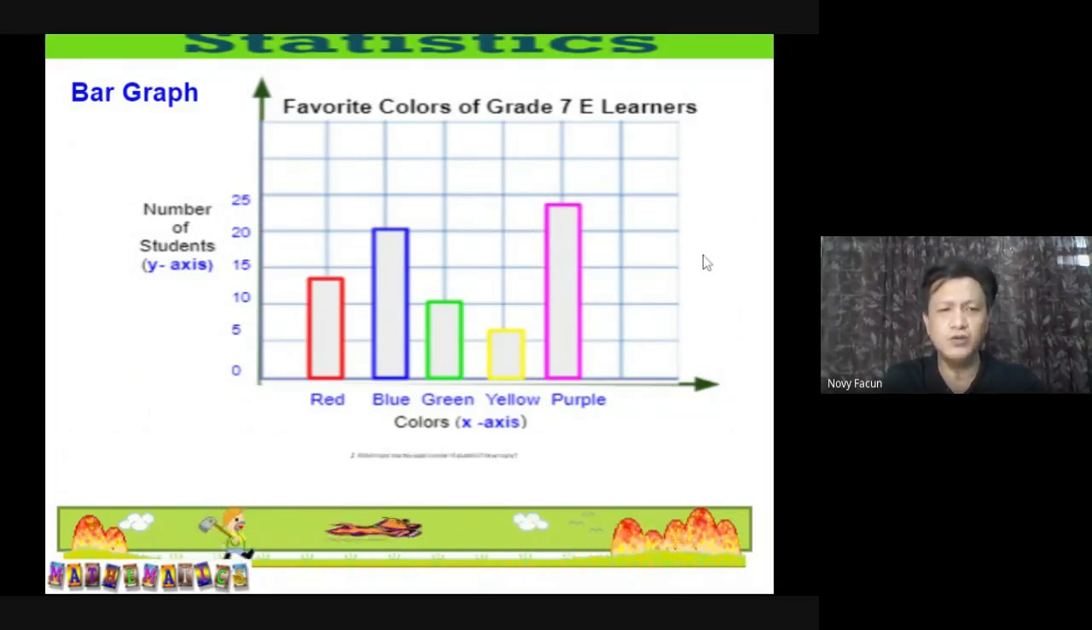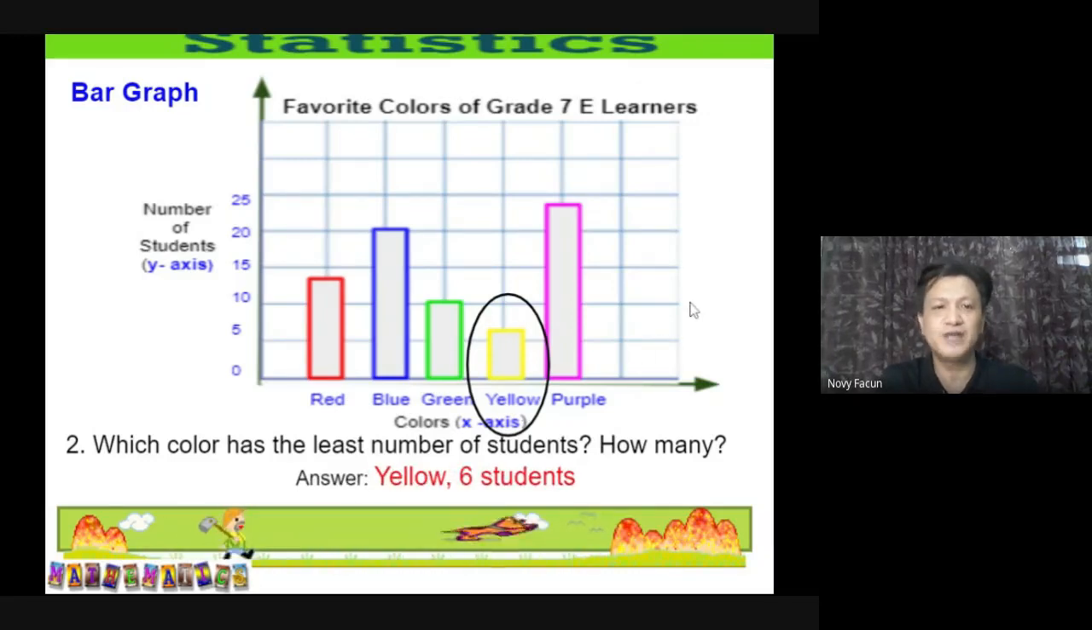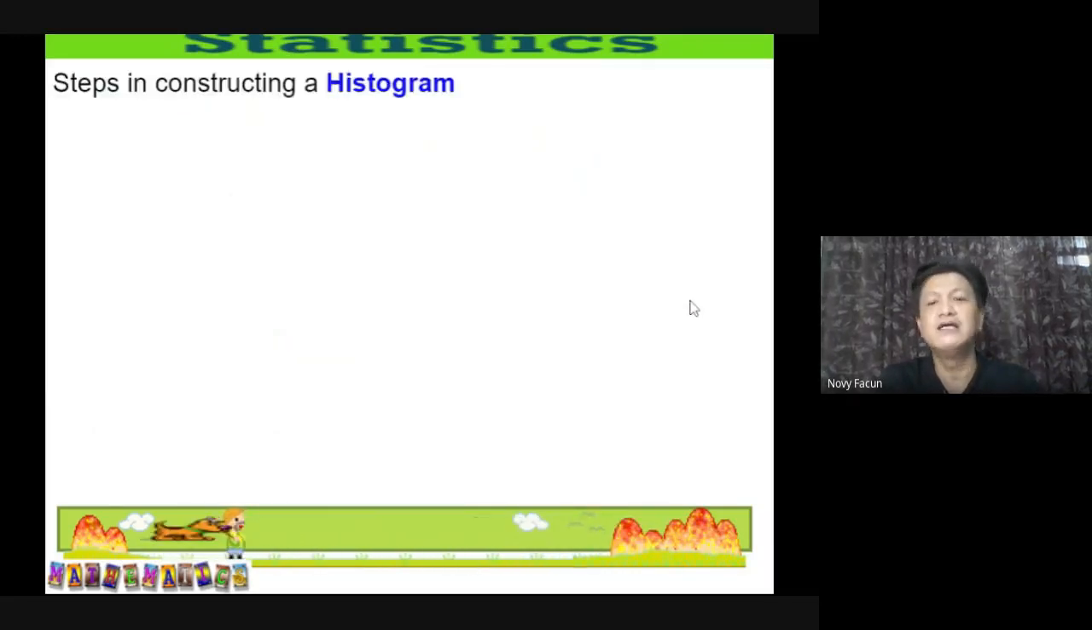Okay, then number 2. Which color has the least number of students? How many? Least, no? Alin dyan yung pinakamababa nung may gusto? That is yellow. Ilan ba yung may gusto ng yellow lang? There are 6 students. Okay, ganun lang kung paano mag-interpret ng bar graph.